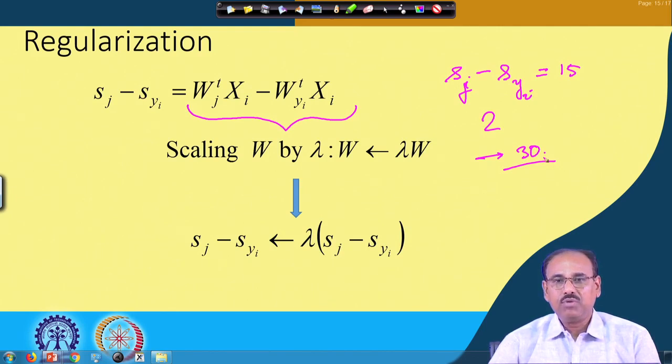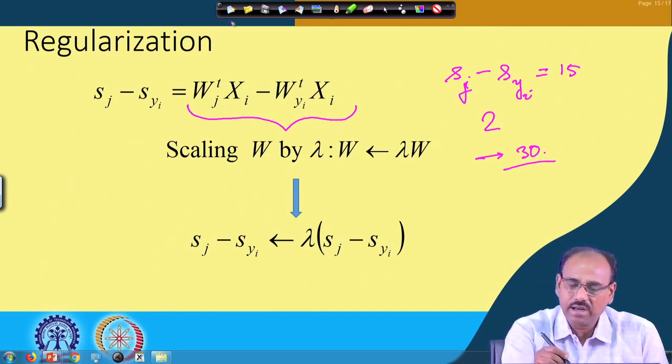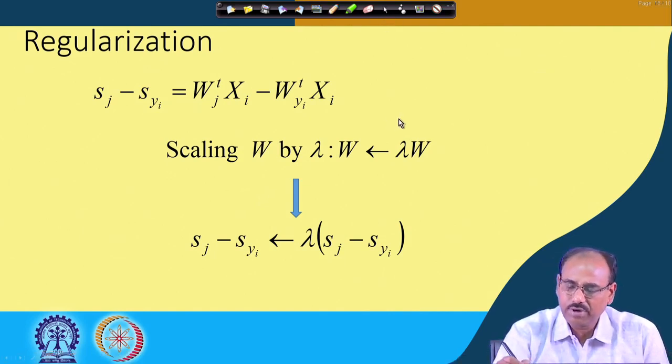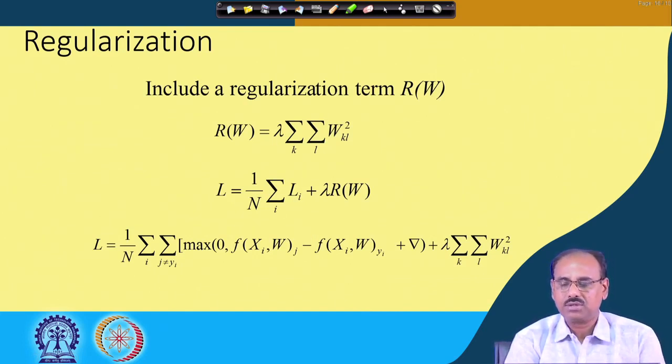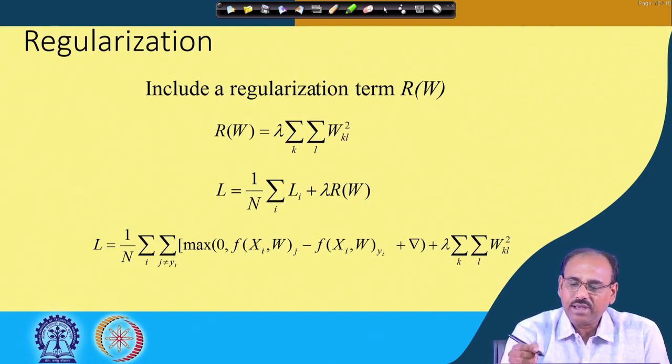So, for different values of W, I will have different differences of the score function. Among all these different possibilities of W, I have to choose a proper W. That means I have to impose a condition on W itself, and that is what is known as regularization. When you go for regularization, you include a regularization term R(W) in your loss function, and usually the term included is the L2 norm of the weight matrix.